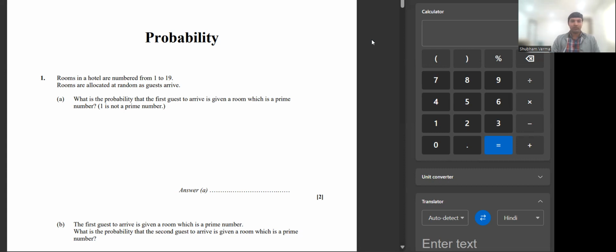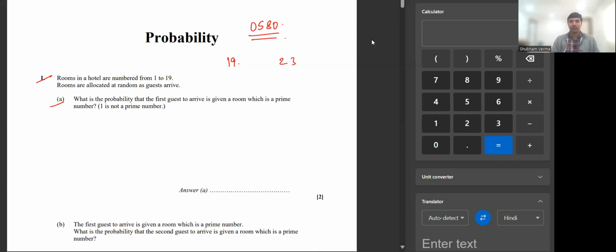In this video, I'll be solving probability questions, and this course is 0580. So let's start. The first question says rooms in a hotel are numbered from 1 to 19. That means a total of 19 rooms are there, and rooms are allocated at random as guests arrive. First question: what is the probability that the first guest to arrive is given a room which is a prime number? So how many prime numbers do we have from 1 to 19?